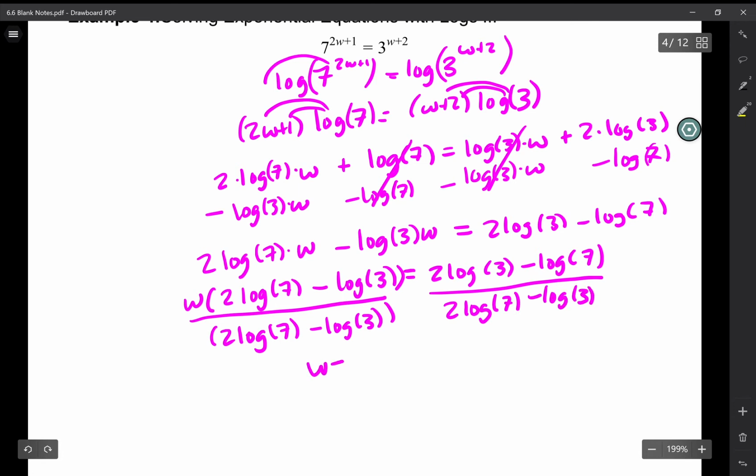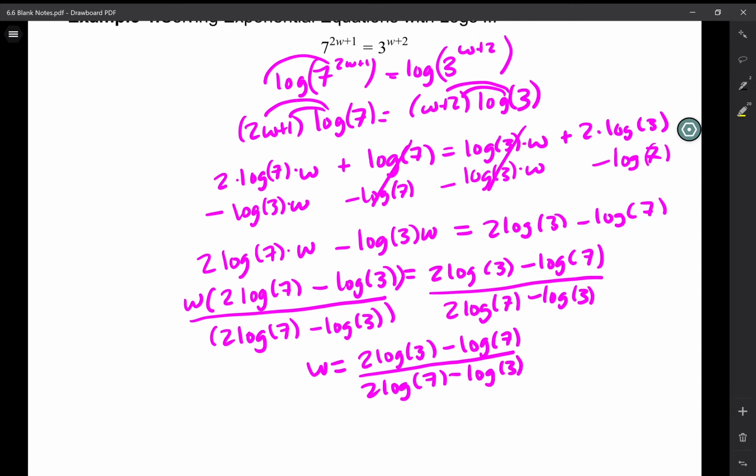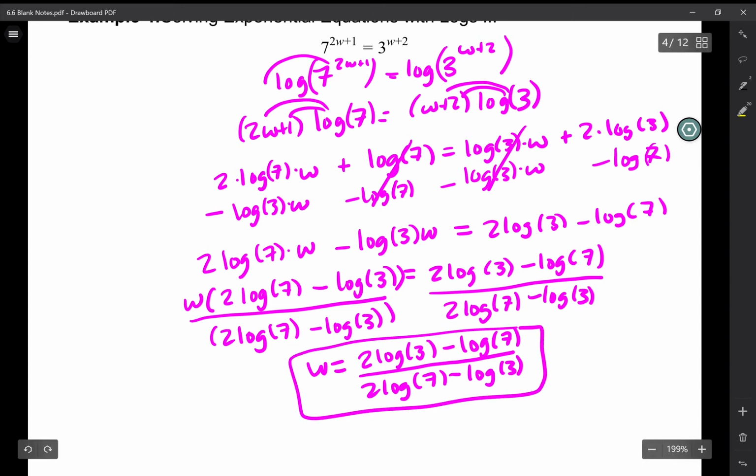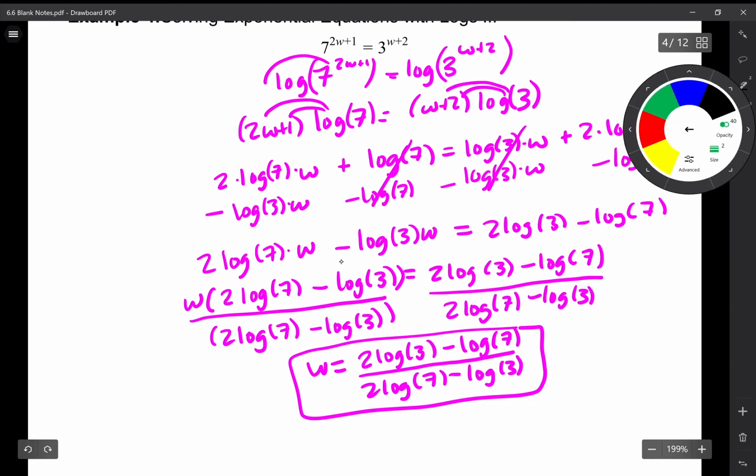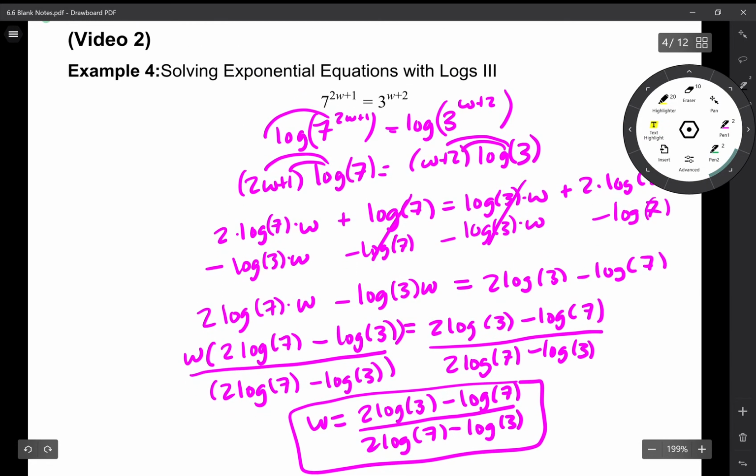And my final official answer, my final exact answer, is w equals 2 log 3 minus log 7 over 2 log 7 minus log 3. All right, that's my exact answer. If you wanted to use properties of logs to simplify this, you could. I'm just going to leave it like that. And then as my final step, I'm going to do a decimal approximation to check my answer.